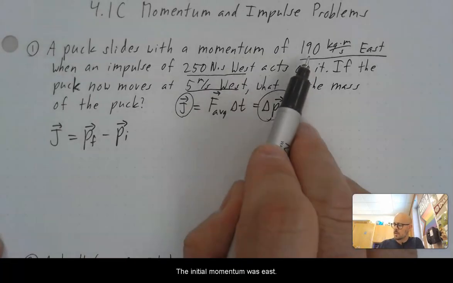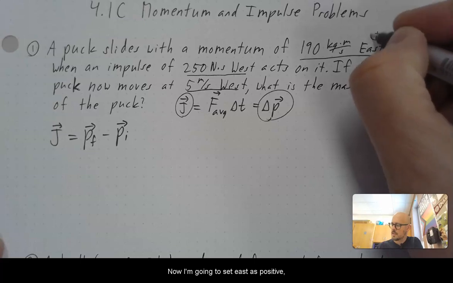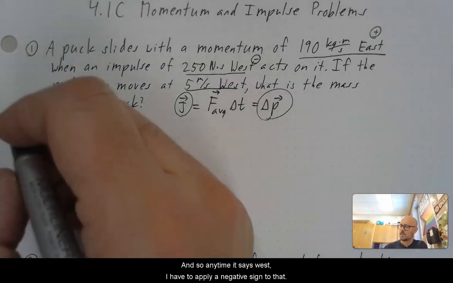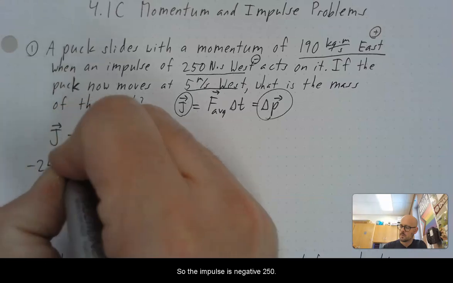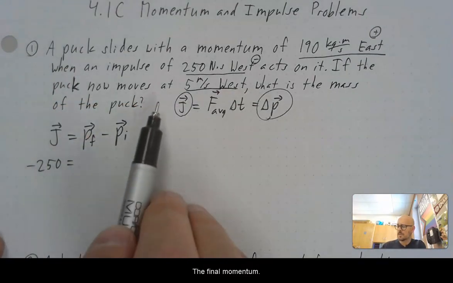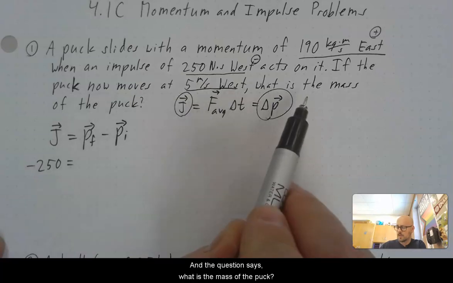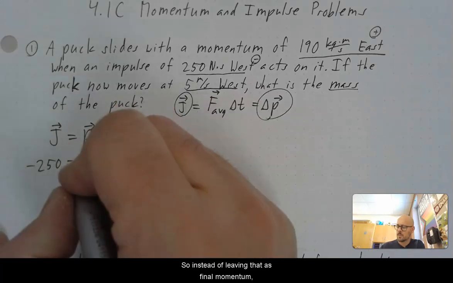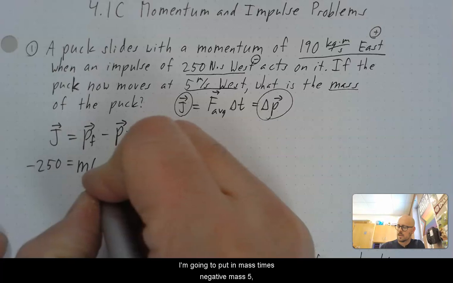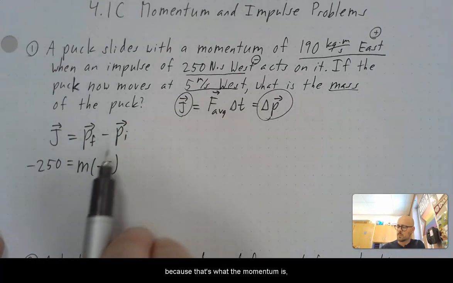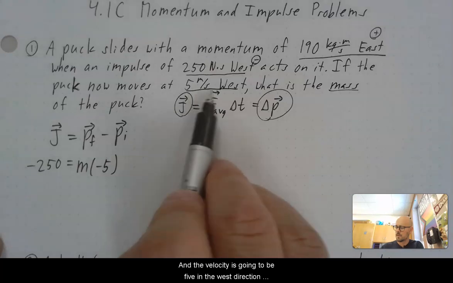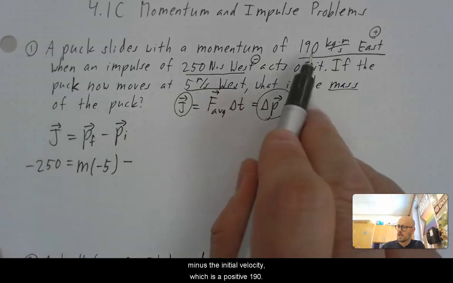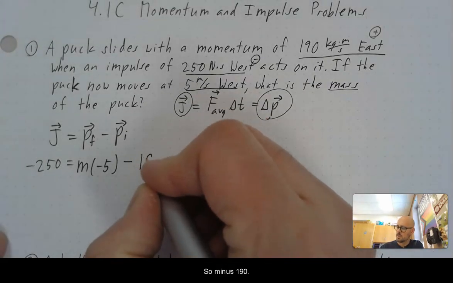The impulse is west. The initial momentum was east. Now I'm going to set east as positive because that's kind of typical. And so anytime it says west, I have to apply a negative sign to that. So the impulse is negative 250. The final momentum, well, I have the final velocity, and the question says, what is the mass of the puck? So instead of leaving that as final momentum, I'm going to put in mass times negative 5, because the momentum is mass times velocity, and the velocity is going to be 5 in the west direction. Minus the initial velocity, which is a positive 190, so minus 190.